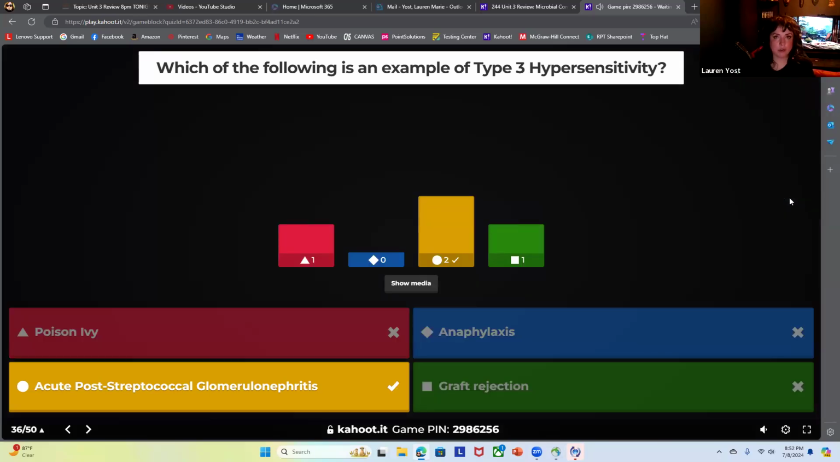Okay, so it's a mouthful. Acute post-streptococcal glomerulonephritis. And it is kind of what it sounds like if you know what glomerulonephritis is. Nephritis is talking about inflammation in your kidney. Glomerulo is talking about the glomerulus, such a structure in the kidneys. Okay, so we're talking about things affecting that filtering aspect that your kidneys do for you.